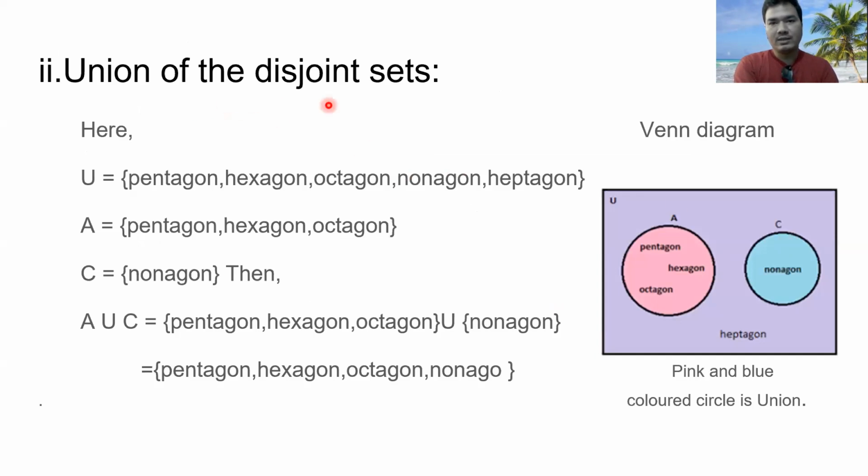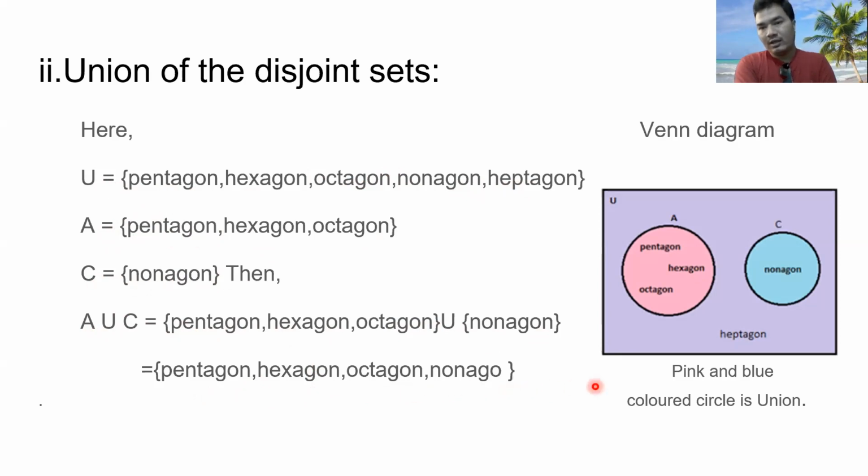Union of disjoint sets. How to find out the union of disjoint sets? Look here. Two different sets. Set A and set C. They are different. There is no common element. That's why they do not overlap. They are disjoint. Universal set, there is given pentagon, hexagon, octagon, nonagon, heptagon. And set A equals pentagon, hexagon, octagon. Set C equals nonagon. Then when you find A union C, write first of all all the elements of A, union all the elements of C, and combine them, you'll get pentagon, hexagon, octagon, nonagon.